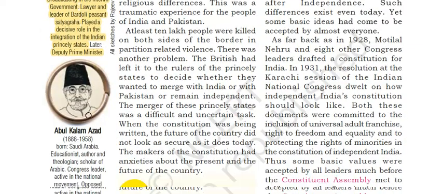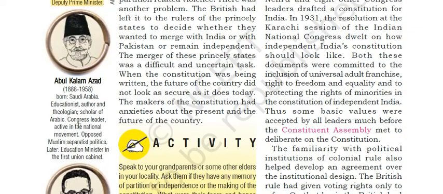Okay, we have Abul Kalam Azad. He was born in Arabia. Education, yes, author and theologian. So who is a theologian? A theologian is a person who is an expert in theology. What is theology? Theology means the study of God. Yes, the study of religious faith, practice, experiences, essentially God's relations with the world. So he was one of the theologians, a scholar in Arabic.